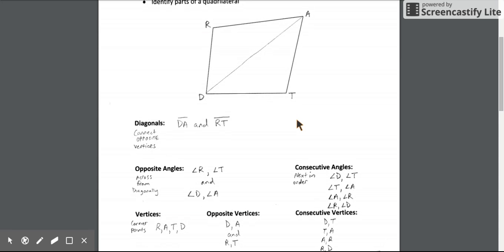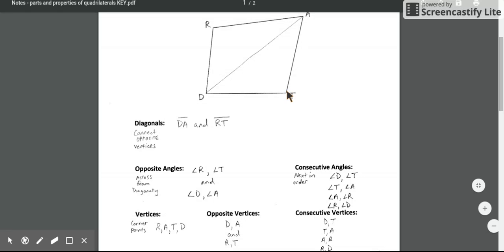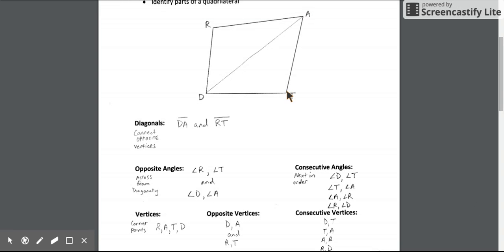We've seen the word vertex, or vertices as its plural form, a lot. Vertices are just the corner points of a shape, and they're just points. So we name points using capital letters. We have four corner points here, R, A, T, and D. You can name them in any order as long as you name all four of them and just name them as a point or just use a capital letter.